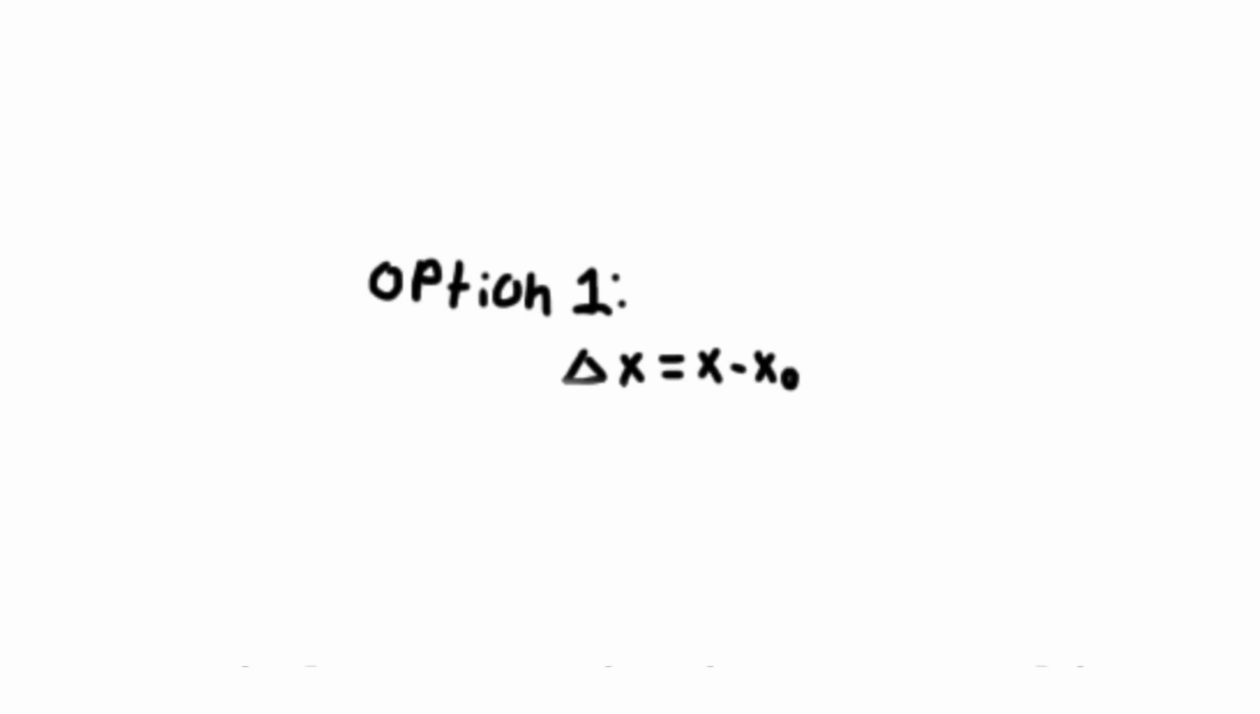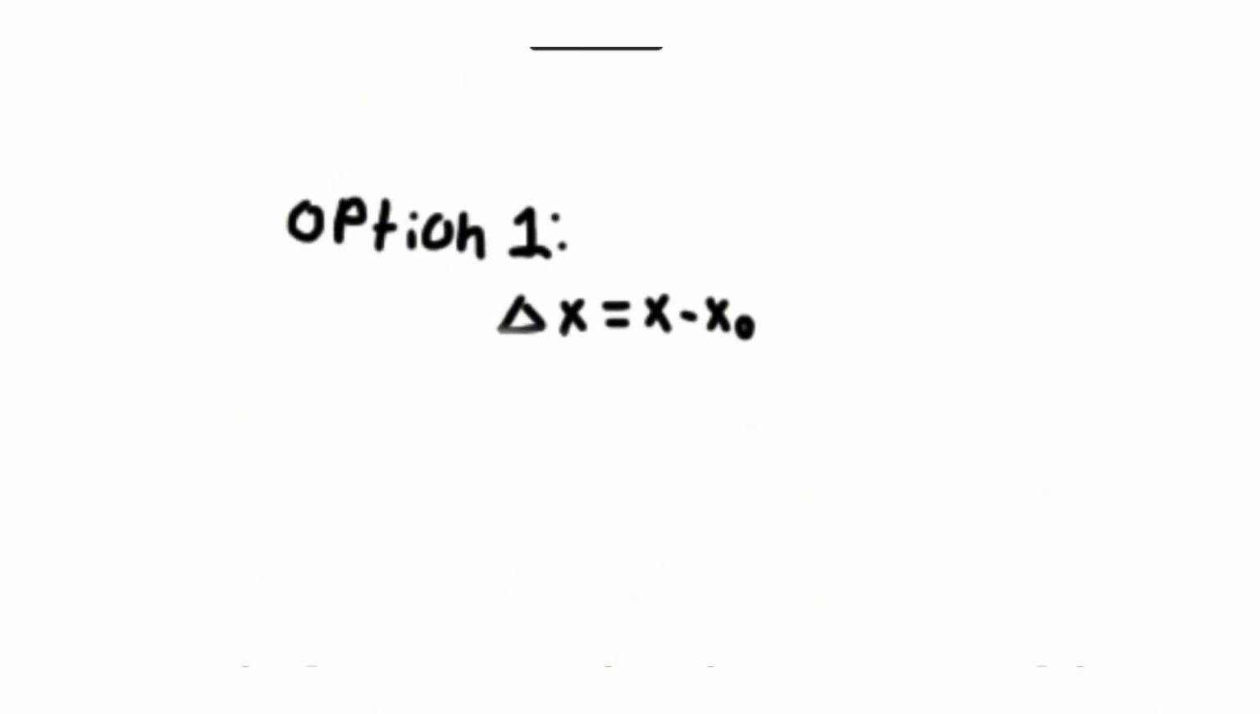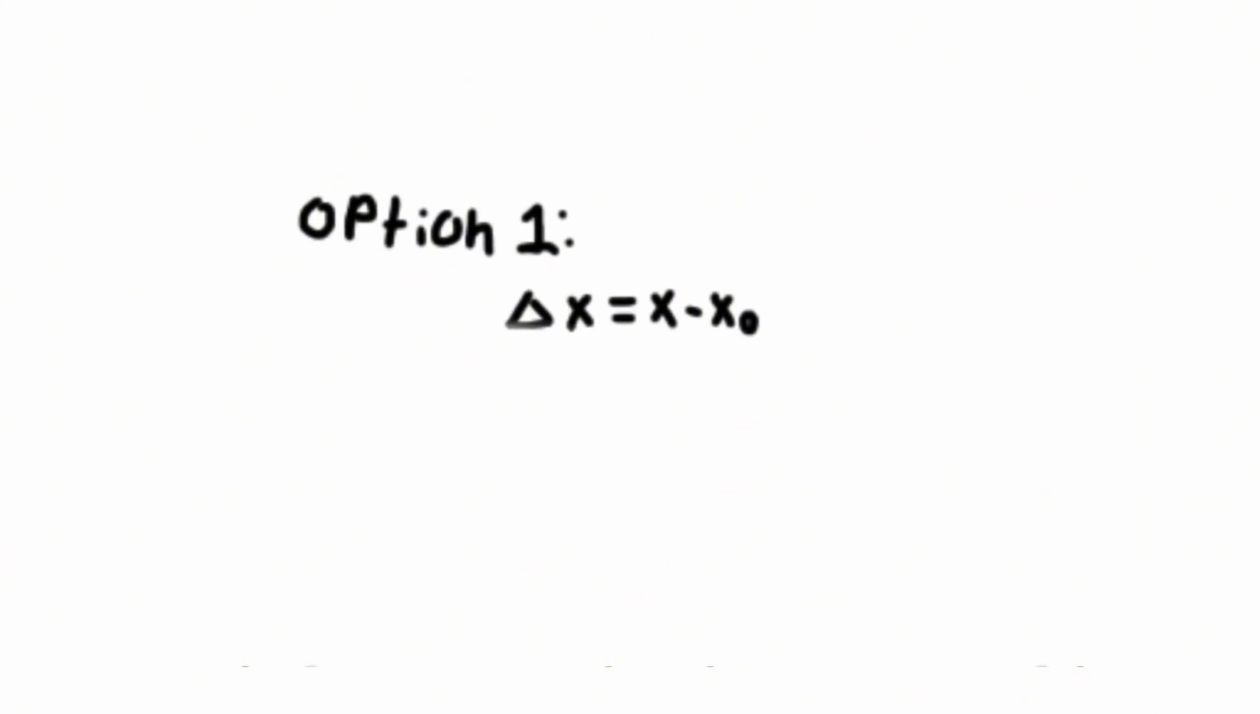Now, you might be wondering, how do we actually find displacement? There are a few ways to calculate it, and it's really dependent on the information you are given. So let's go through the main ones. Option 1 is to use position values. In this case, position would be our x. So option 1 is delta x, or displacement, is equal to x final minus x initial.